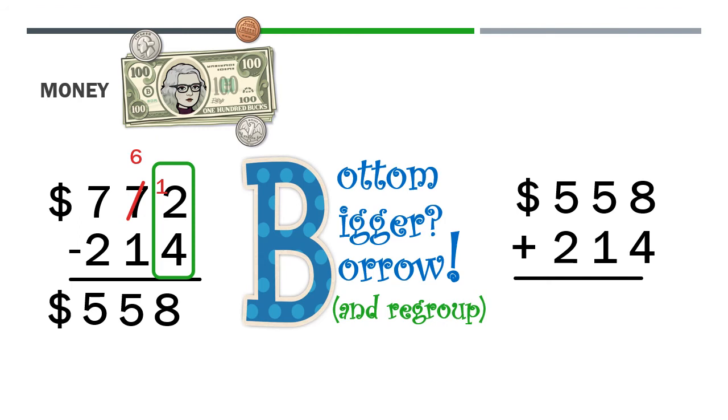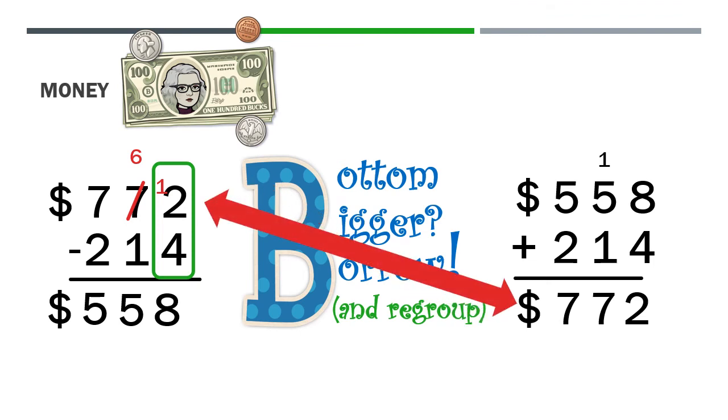8 plus 4 equals 12. So I write my 2 and I carry my 1. 1 plus 5 plus 1 equals 7. And 5 plus 2 equals 7. And because it is a money problem, don't forget your dollar sign. So, do we have the same number? Is our sum the same as our top number of our subtraction problem? Yes, it is. So I know that my work is correct.